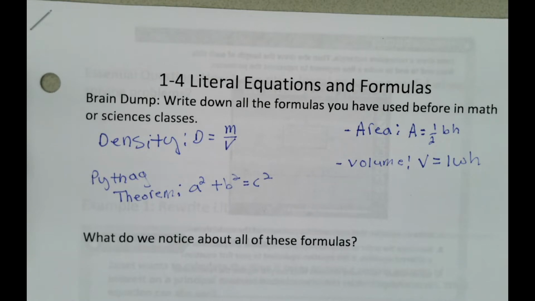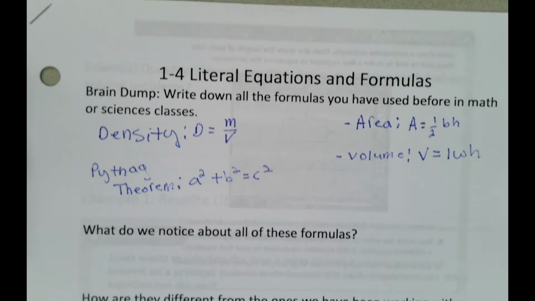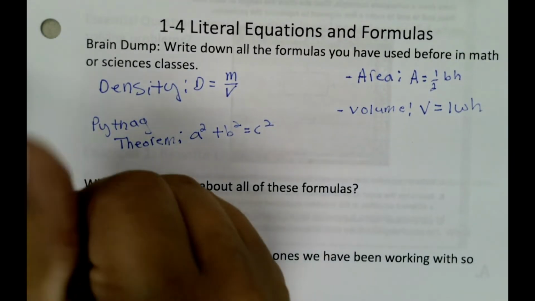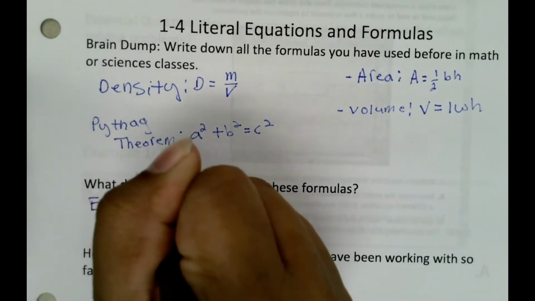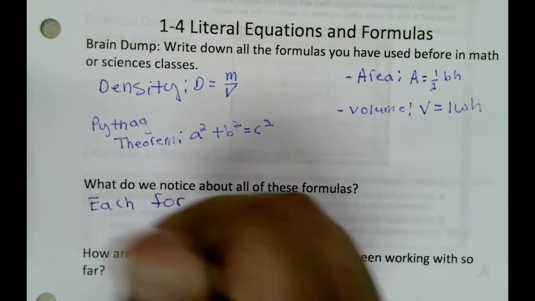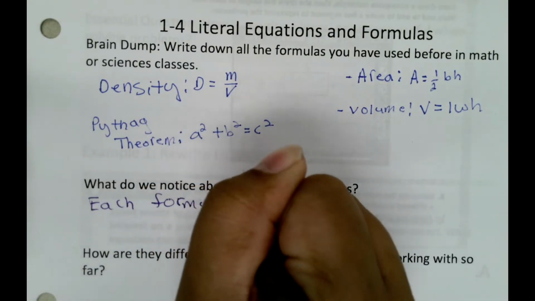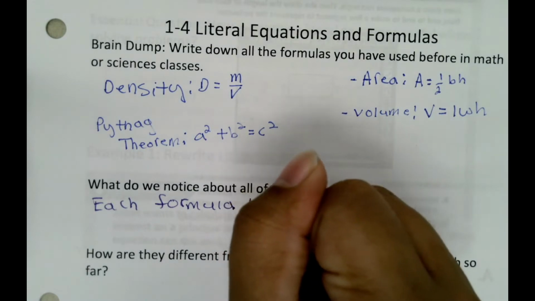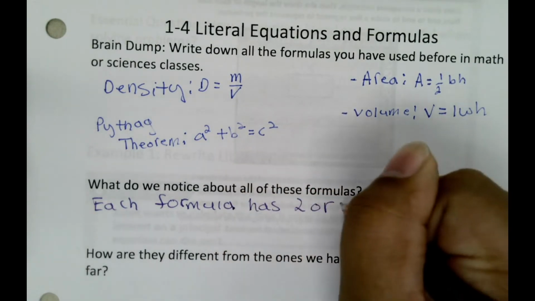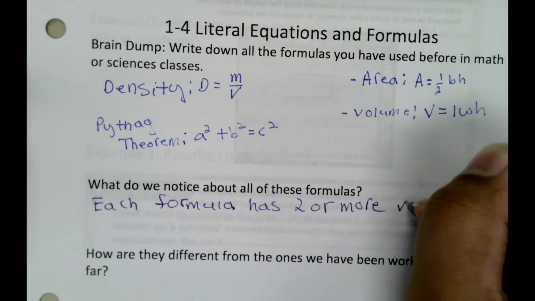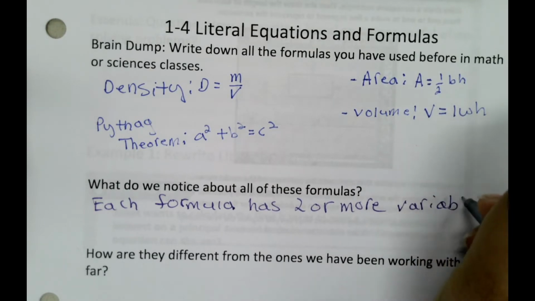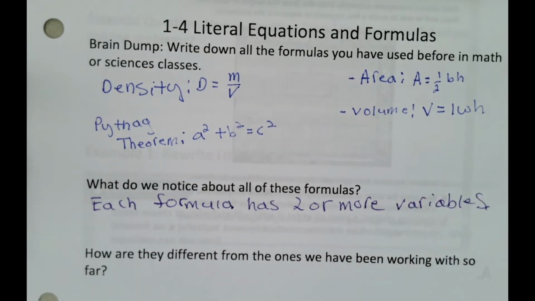Well, we notice that each formula has two or more variables. Look at that. For area, we have A, B, and H. For volume, we have four of them: volume, length, width, and height. For density, there's three: density, mass, volume. So there are at least two or more variables in every single one of those formulas.